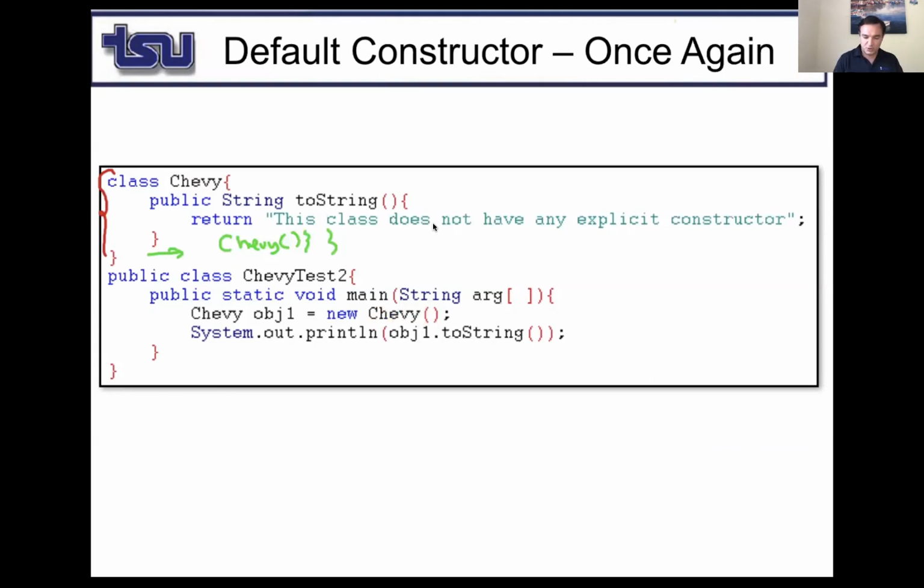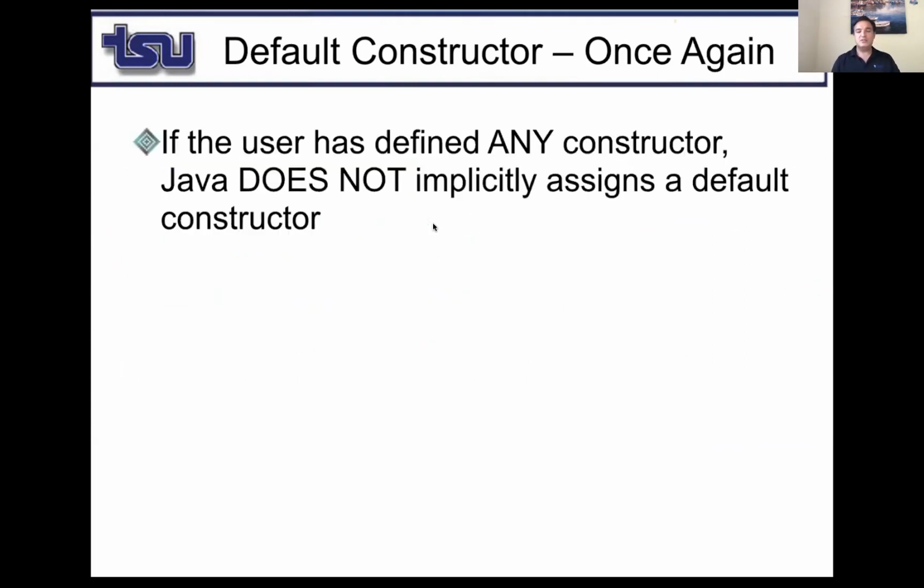Because this will call the default constructor Java created for you. Is it gonna do anything? No. And how about when I make a call to obj1.toString? It's gonna go to the memory space where obj points to, and it's gonna make a call to toString method via that object. And it will say this class does not have any explicit constructor. So there is no error there.